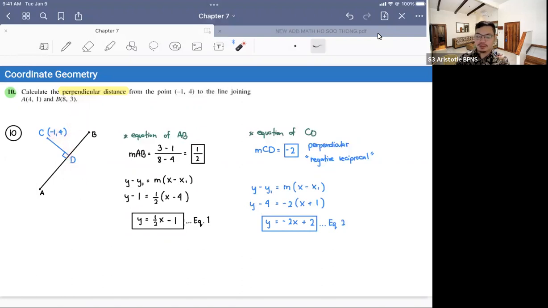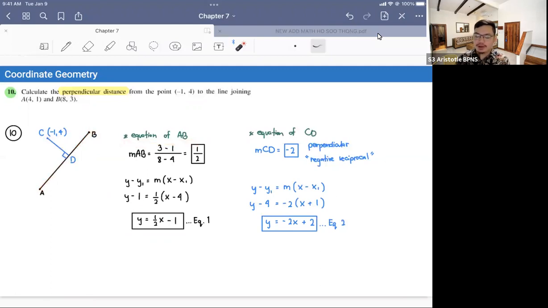So first, how do we find the coordinates of point D? There's no other way, right? If you have two lines that are intersecting, the only way that you can find that point is by what? By solving them simultaneously, right? So therefore, you need to find the equation of line AB and line CD, and then solve them simultaneously, and that's it. You find the coordinates of point D, right?